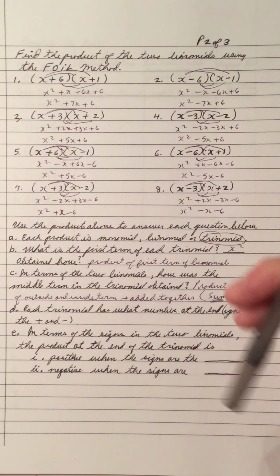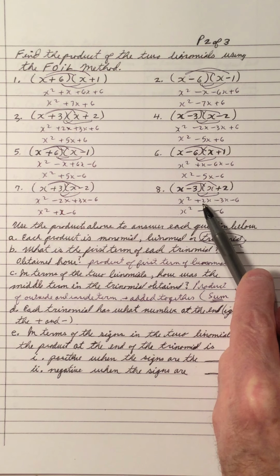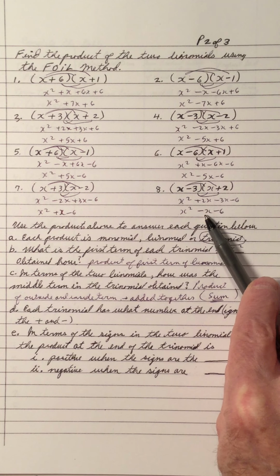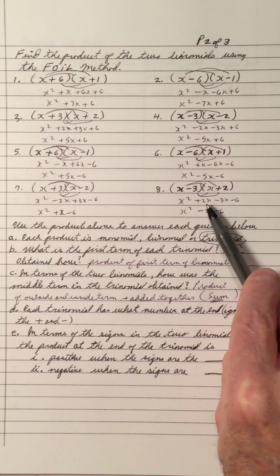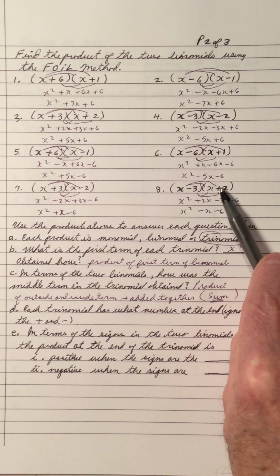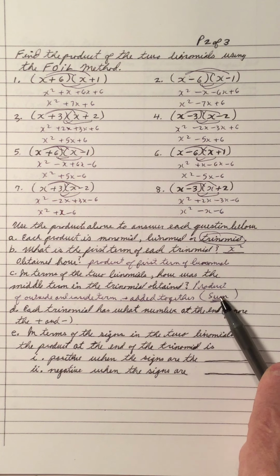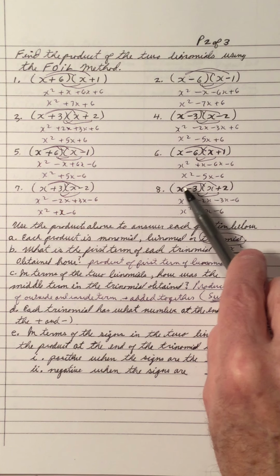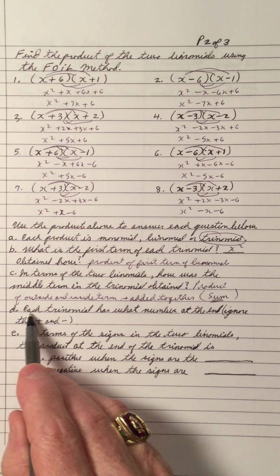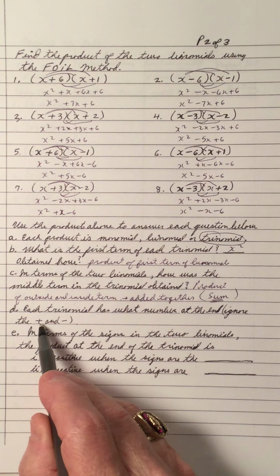Again, let's check this one right here. If I multiply the outside, I get a 2x. Multiply the inside, I get a negative 3x. So this term here is the result of adding these two. But to get these two, I had to do the product of the outside and the product of the inside. So it's the sum of the product of the outside and the product of the inside that gives us the middle term.